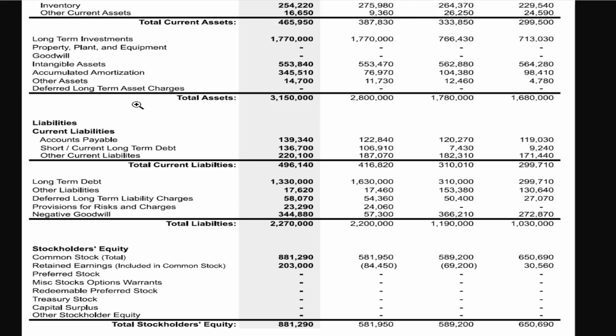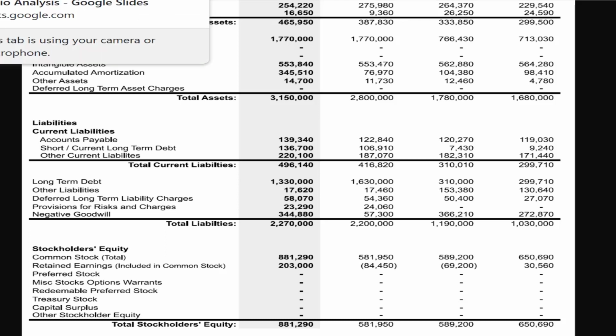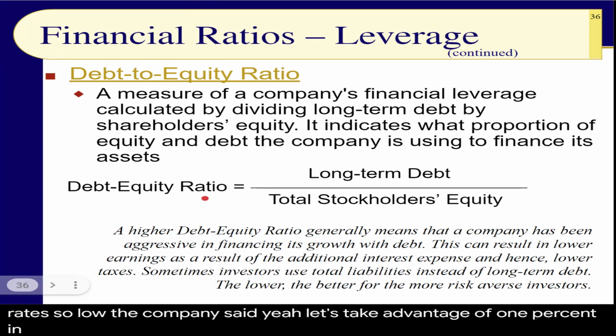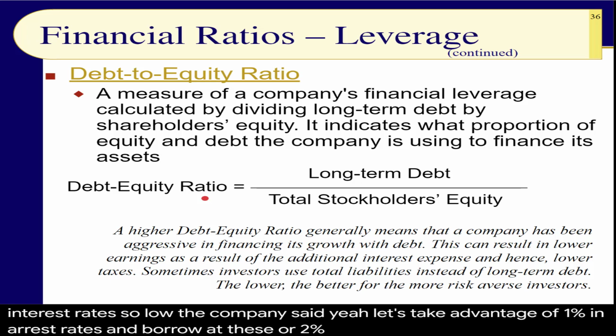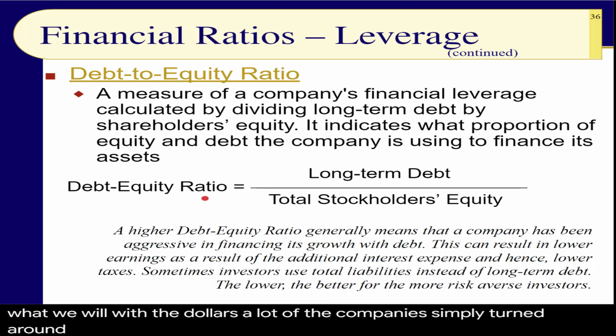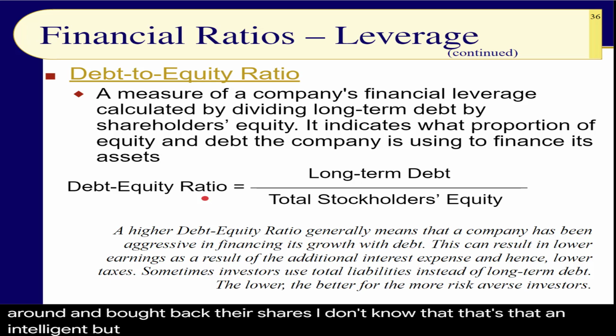Now, is that smart? Well, with interest rates so low, the company said, yeah, let's take advantage of 1% interest rates and borrow at these, or 2%, and we can do what we will with the dollars. A lot of the companies simply turned around and bought back their shares. I don't know that that's that intelligent, but that's what they did. You have to ask them what they think about that.